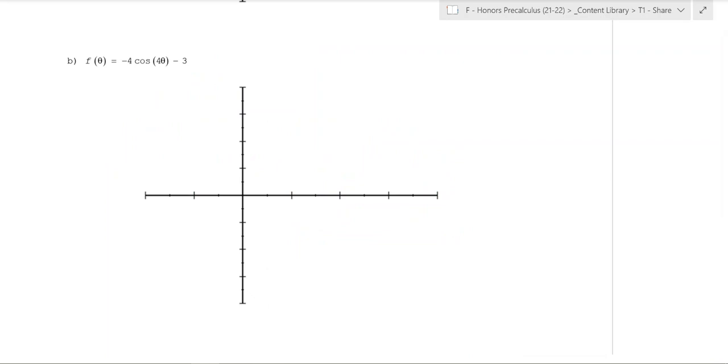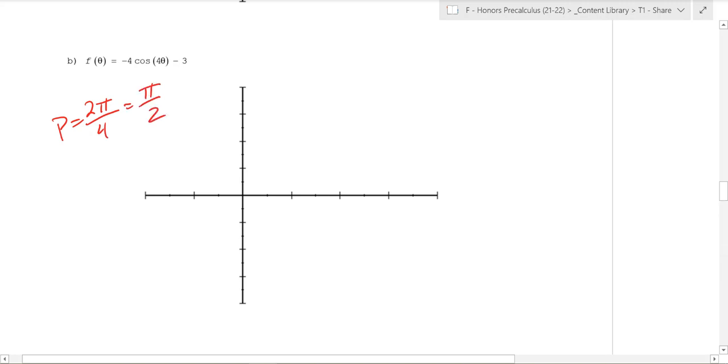So here we have -4 cosine 4 theta. So the period is going to be 2 pi over 4, which is pi over 2. So let's just make this pi over 2 right there. So this is pi. So it's going to rotate 1 full period every pi. And therefore it's down 3. So let's make the -3 right there. So right there is our midline because of the -3. y equals -3. And it's -4. So it's going to go up 4 and down 4, but instead of starting up, it's going to start down 4. So it's going to start down here at -4, 5, 6, 7.